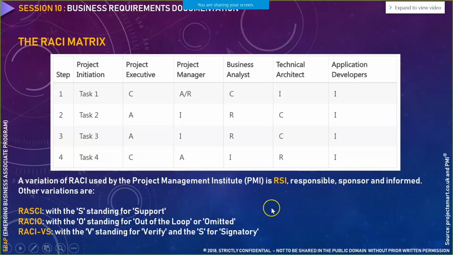Now, when it comes to the RACI matrix, there are other variations as well. So we have RSI and RASCI. RSI stands for responsible, sponsor, and informed. RASCI stands for support additionally. RACIO stands for O is out of loop or omitted. So depending on the project context, these are some of the flavors that you would find of the RACI matrix. But in general, we use this form of RACI matrix in any of the projects.